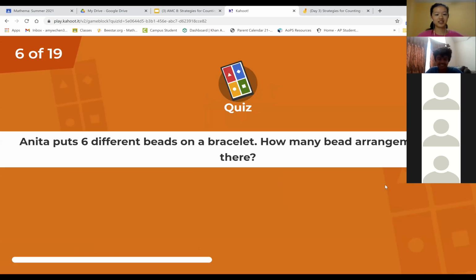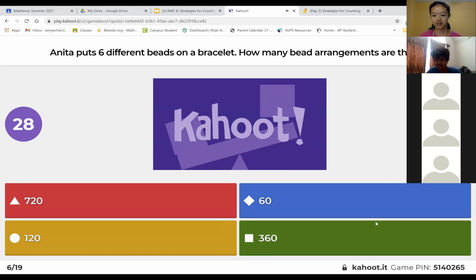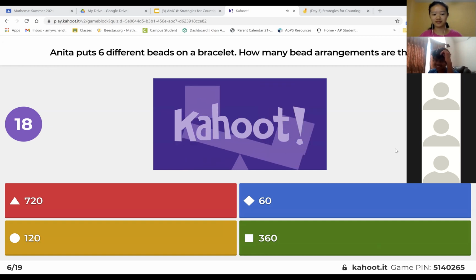Okay. And you could put 6 different beads on a bracelet. How many bead arrangements are there? This is easy, I expect. Oh my god, I got this one wrong too. Wow, I'm having a really bad day. I got this wrong too.